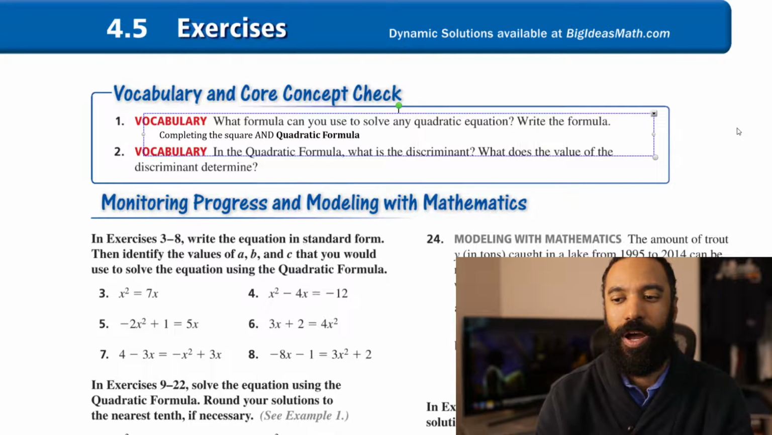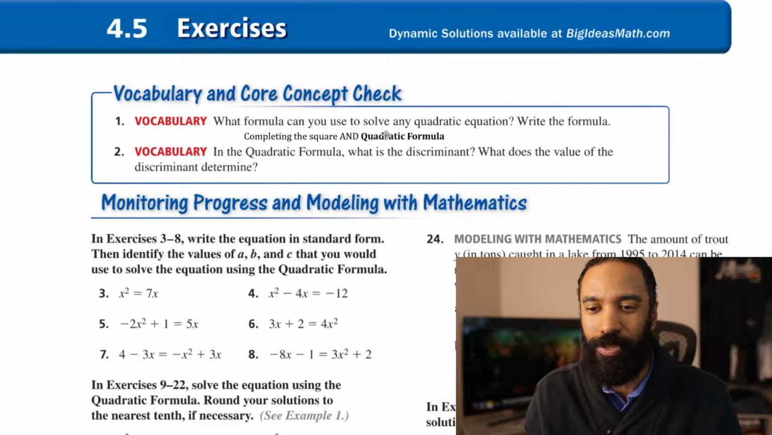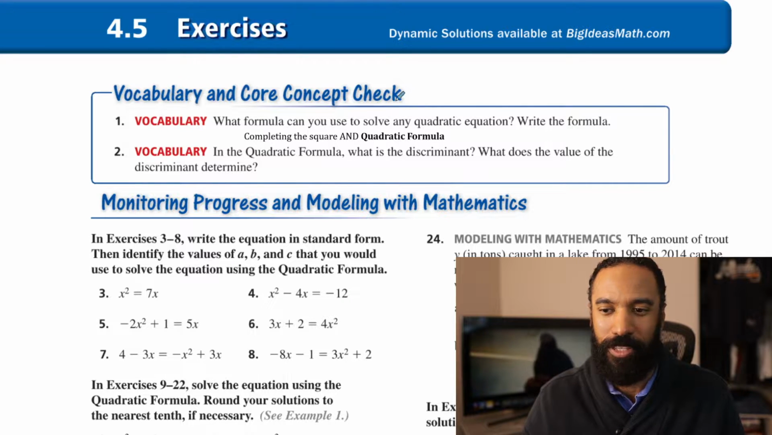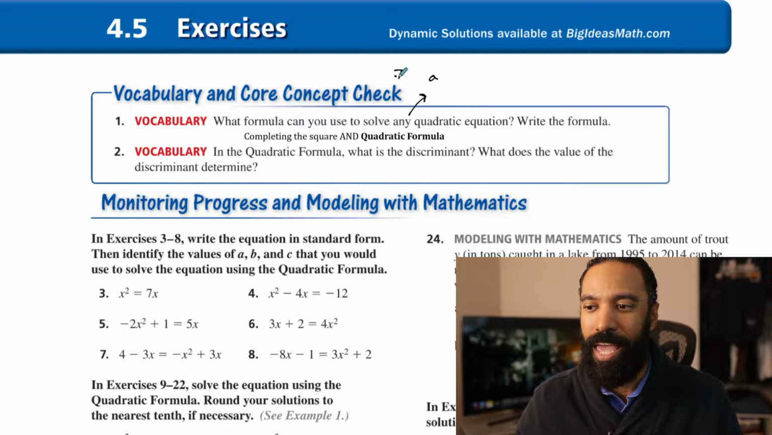Don't forget, guys, the quadratic formula is derived from completing the square. If you couldn't do that, then you couldn't solve using completing the square all the time. So if you can use the quadratic formula all the time, you can use completing the square all the time. So here's the formula. Now keep in mind, this is coming from if ax squared plus bx plus c equals 0.